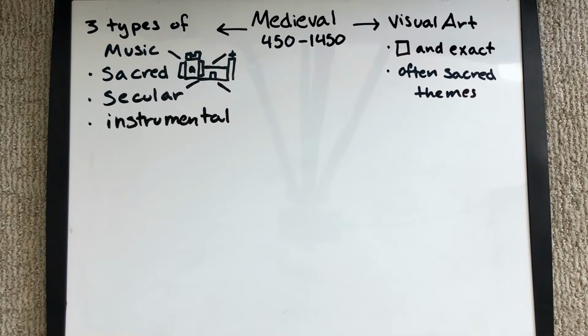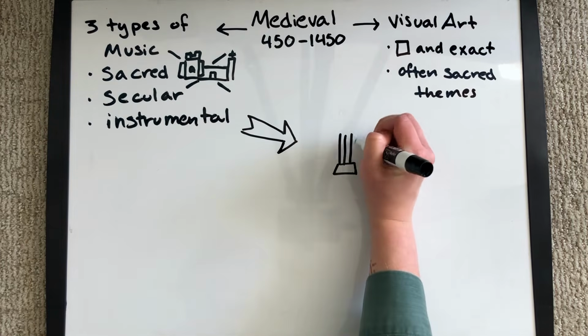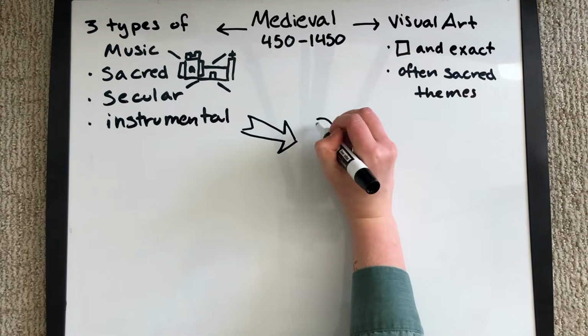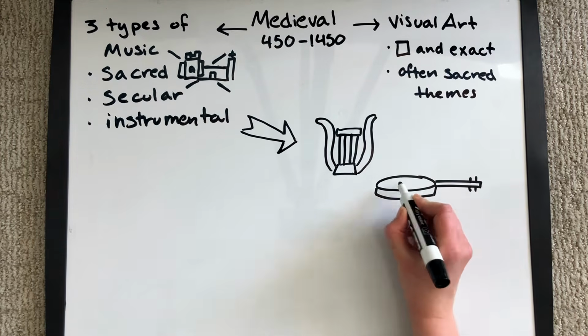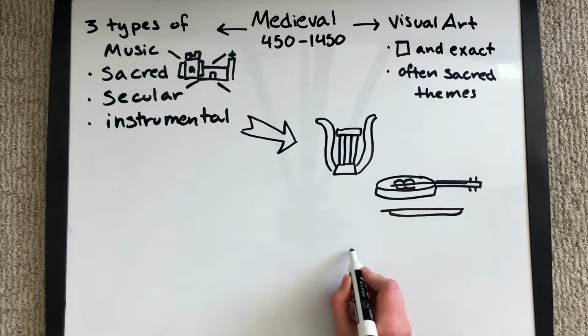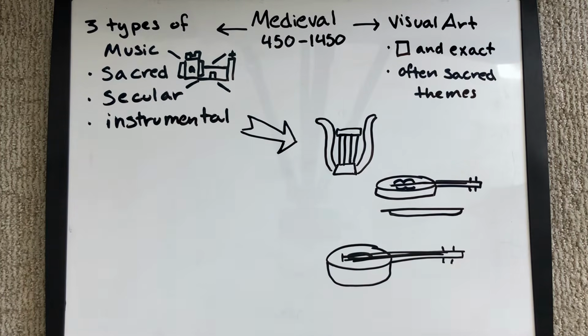Now, the instruments of the medieval era were like the grandparents to the instruments we have today. They would use instruments like a harp or a viol, which is the predecessor to our orchestral strings like violin and cello. And they would also use something called a lute, which is very similar to our modern guitar.